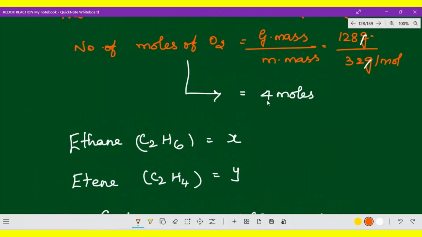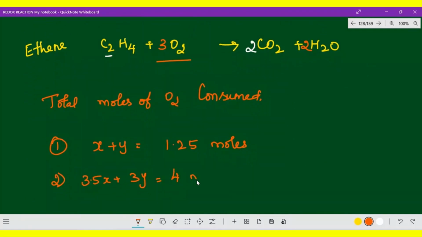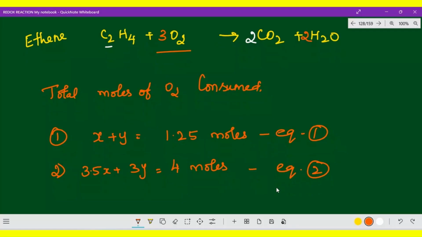Here, how many moles for this? 4 moles. Right, 4 moles. I hope you got that idea. How do we identify? So this is equation 1 and this is equation 2. Right, now we have to balance.